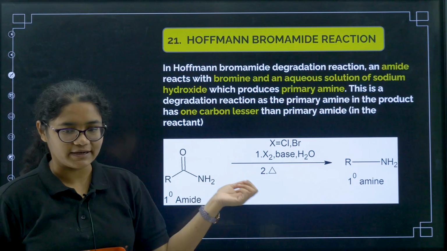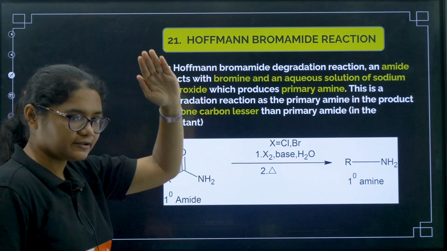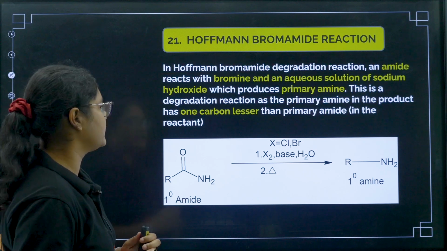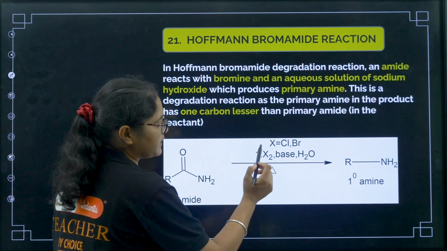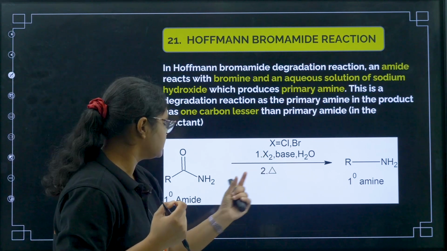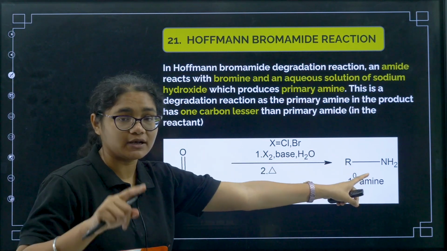Next we have, let us see, yes, Hoffmann bromamide degradation. I missed these 2 there, so you need to adjust this if you are doing alphabetical order, so you can list it. So Hoffmann bromamide degradation, what happens here? If you have any amide group and you treat it in presence of Br2 or any X2 and base, the carbonyl part is removed and we get amines with 1 carbon less.